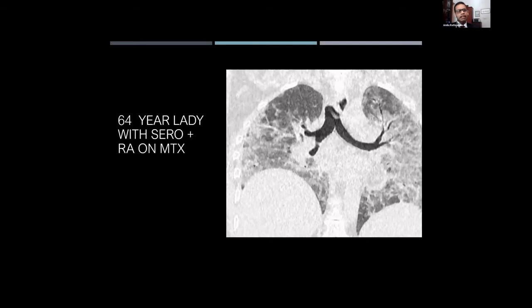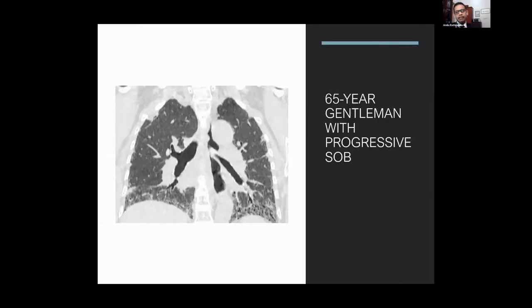And this lady is a 64-year-old lady with seropositive rheumatoid arthritis, and she was on methotrexate, and she presented with MMRC grade 4 breathlessness. She was breathless at rest. And this 65-year-old gentleman, again, has slightly progressive breathlessness for about 1 year duration. And as you can see, the CT scan shows different patterns of lung opacity. So there are 3 different patterns of lung opacities in 3 different interstitial lung diseases.